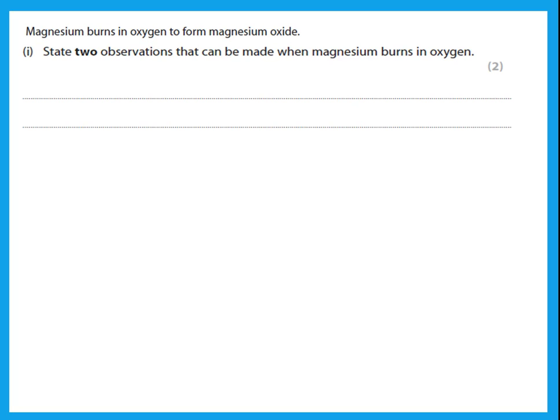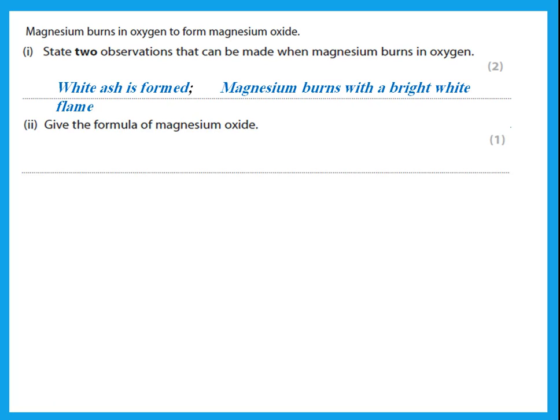Magnesium burns in oxygen to form magnesium oxide. State two observations that can be made when magnesium burns in oxygen. Again, when we burn magnesium in oxygen, what do we see? White ash is formed and magnesium burns with a bright white flame. Give the formula of magnesium oxide. Magnesium oxide, that's Mg and O, and the valency of magnesium is what? Magnesium is in group 2, so I should put 2 under the oxygen, but then the valency of oxygen is also 2, and we said if this is 2 and this is 2, they cancel each other, so I don't write it.